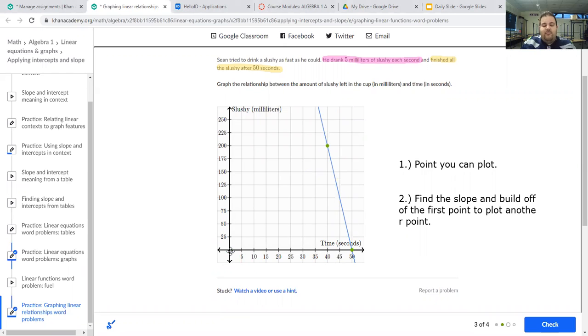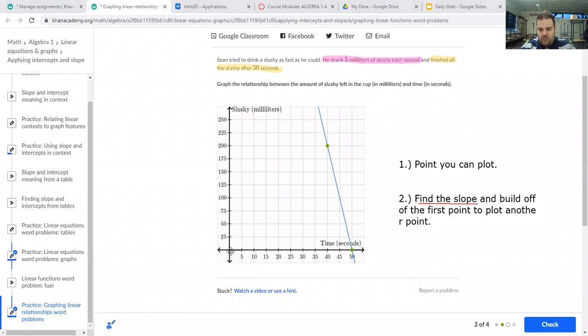Again, in this case, time is 0 would mean that when he first starts drinking, ready, set, go. That's time is 0. And from that point forward, we start timing how long it will take Sean to drink this thing. Now we're going to need to work backwards from that point to plot another one, right? Find the slope, which we'll work on in a second here. Build off the first point to plot another point. All right, so we're going to build off of this point down here and work backwards to find another point.